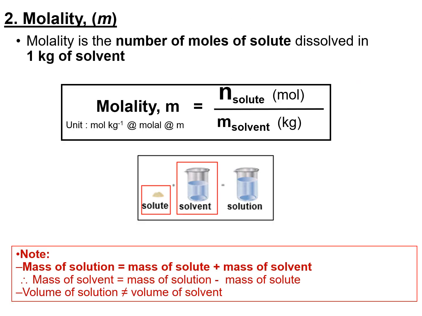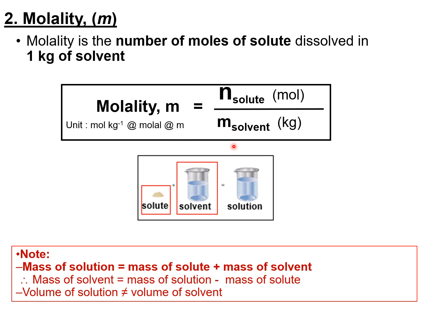Okay, next it is about molality. Molality is the number of moles of solute dissolved in 1 kilogram of solvent. Tadi molarity kan, molarity dia kata bahagikan dengan volume of solution in liter. Molality pula ialah bila number of mole of solute bahagikan dengan mass of solvent in kilogram. Unit yang kita selalu guna untuk molality ialah mole per kilogram. Molal pun boleh. You letak M tetapi huruf kecil pun boleh. Okay.